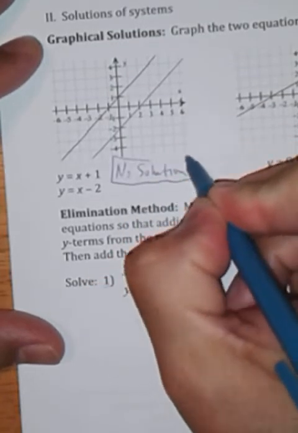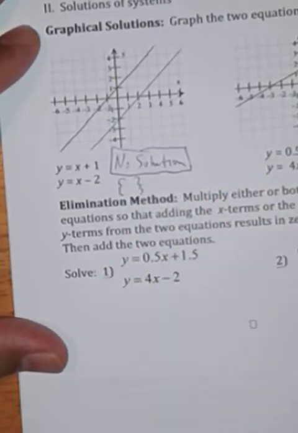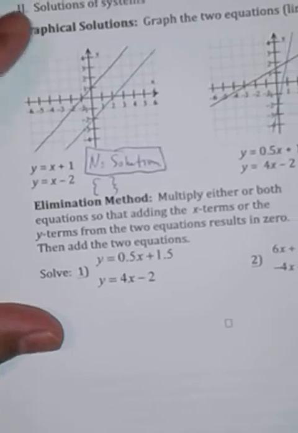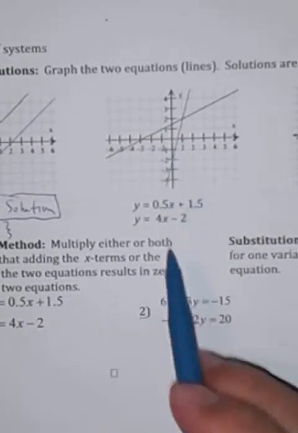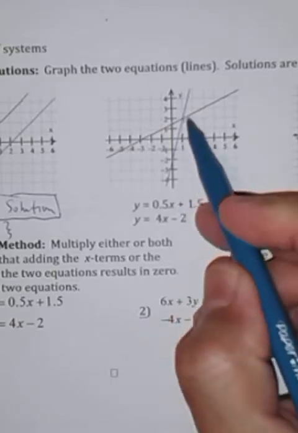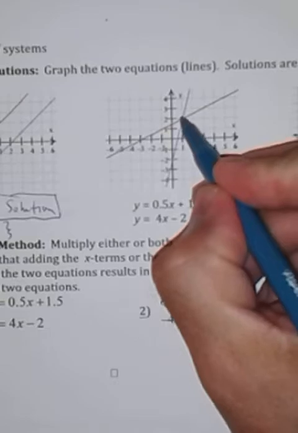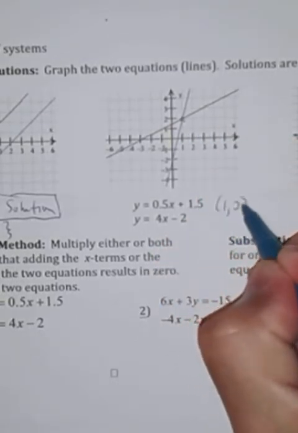Your book might write that as the solution set having no solutions, an empty set. The second possibility is they do cross at a point, and if that's the case, then the point where they cross is the solution. This point of intersection is 1, 2. So my solution is the point 1, 2.